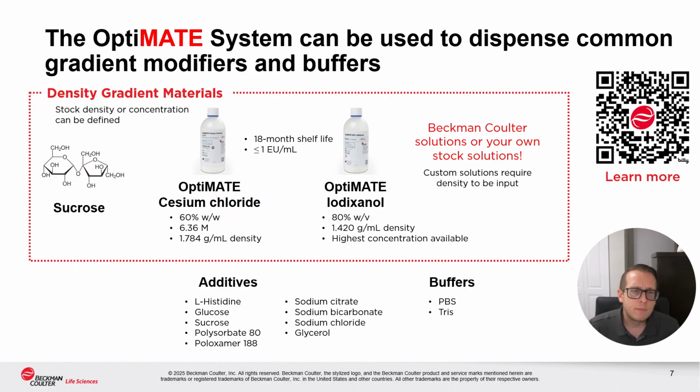OptiMATE is compatible with the most commonly used gradient materials, so the big three kind of being sucrose, cesium chloride, and iodixanol. And of course, with cesium chloride and iodixanol, we have our validated OptiMATE reagents, so these will work with the instrument, but you're also free to use your own stock solutions. So you would just need to define the density or concentration of those solutions. It also supports a broad range of buffers and additives, as you can see from that list on the bottom. And this list is certainly not exhaustive, but it shows some of the components that we have tested the most rigorously.